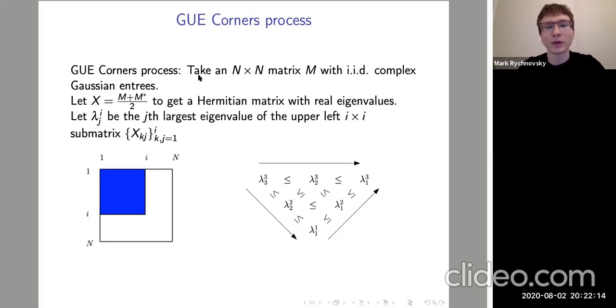So we sample this process by taking an n by n matrix with IID complex Gaussian entries, adding it to its conjugate transpose to get a Hermitian matrix with real eigenvalues, and looking at the upper left justified i by i submatrices. We take the eigenvalues of all of those submatrices, and we list them out as shown here. If this were a 3 by 3 matrix, the top row would be the eigenvalues of the full matrix, the second row would be the eigenvalues of the 2 by 2 submatrix, and the bottom row would be the upper left coordinate of the matrix.